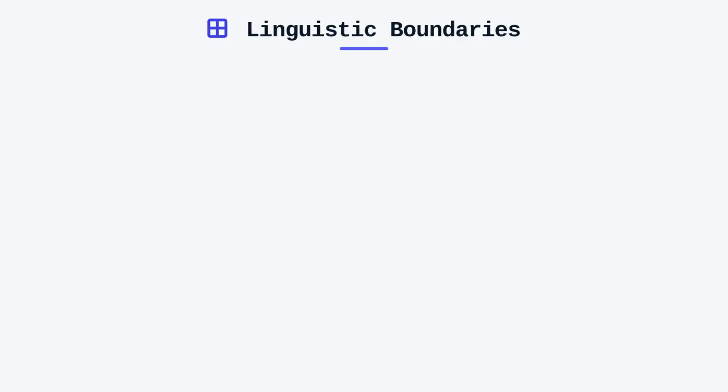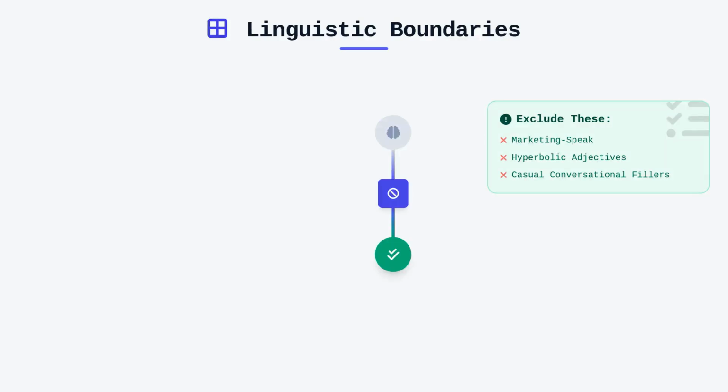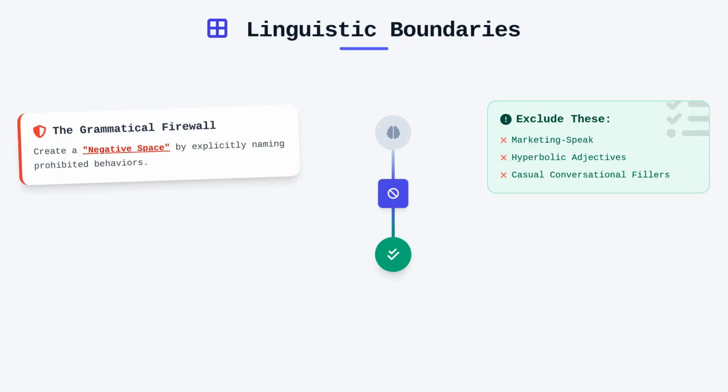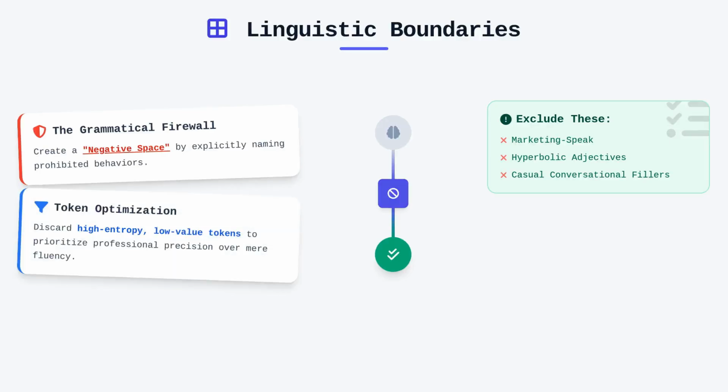Linguistic boundaries are equally important when you need to maintain a specific tone or register throughout a complex document. If you're producing content for a technical audience, you might explicitly instruct the model to exclude marketing speak, hyperbolic adjectives, or casual conversational fillers. By naming the specific behaviors that are prohibited, you create a negative space that the model is forced to navigate around. Think of this as establishing a grammatical firewall that discards high-entropy, low-value tokens that the model would otherwise gravitate toward for the sake of fluency.